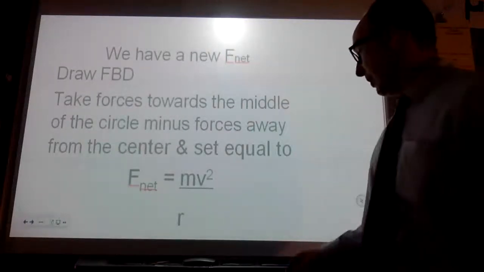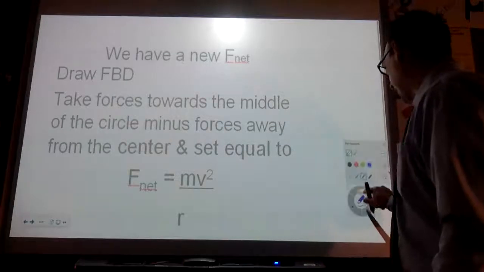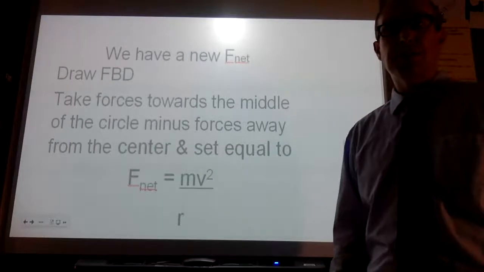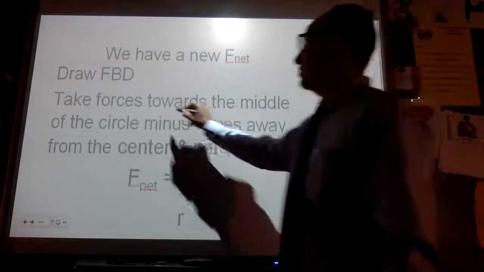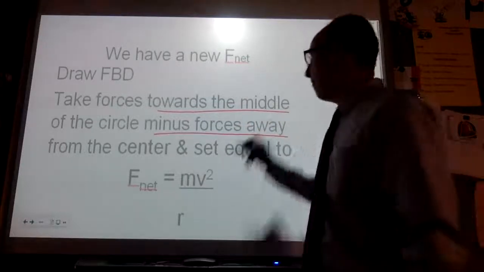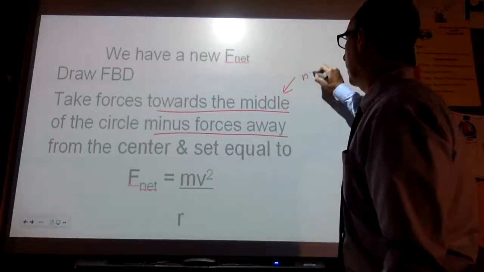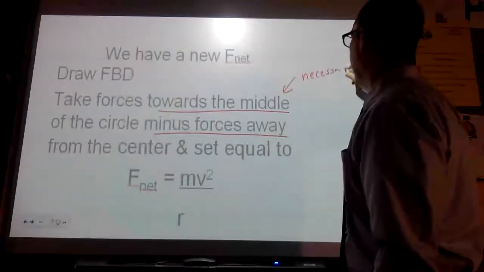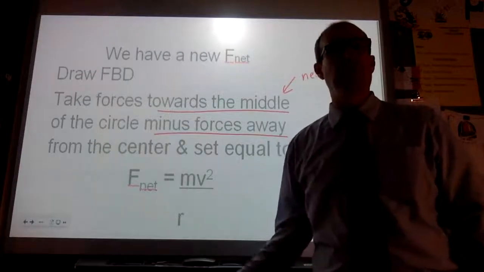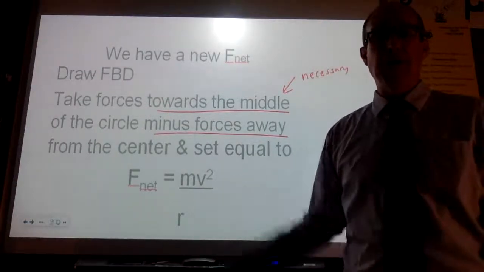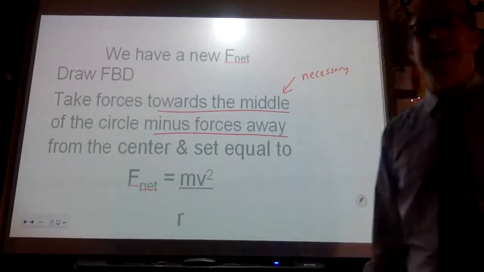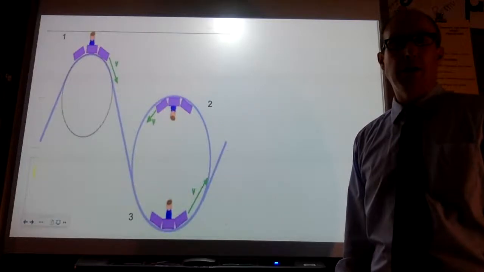Then the thing that's going to change is that instead of taking ups minus downs or rights minus lefts or counterclockwise minus clockwise, we're going to take forces towards the middle minus forces away. There has to be something towards the center. Something has to be turning it. You don't have to have one away. So that's why we do towards minus away, because this one is necessary. Once we have that, we will set that equal to mv squared over r.